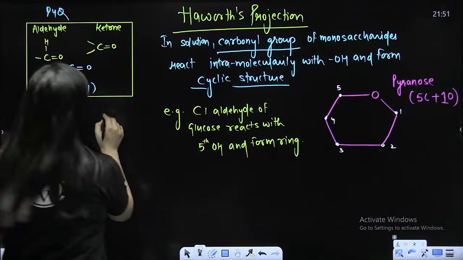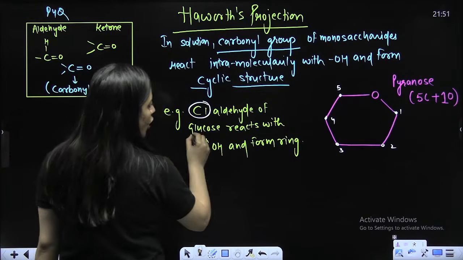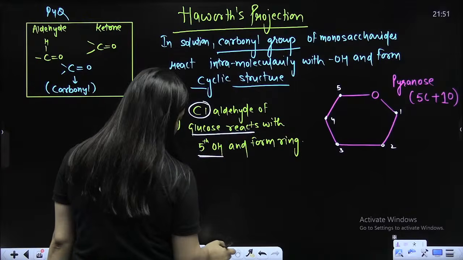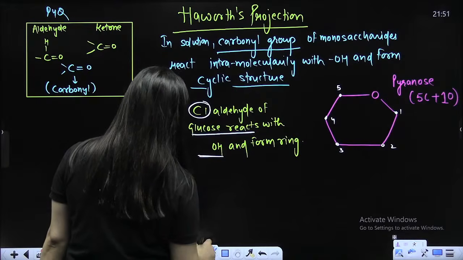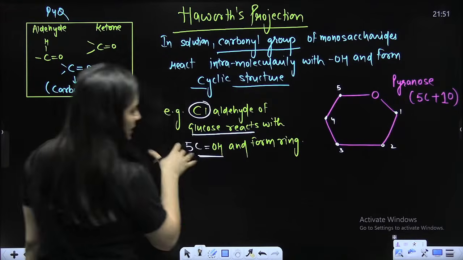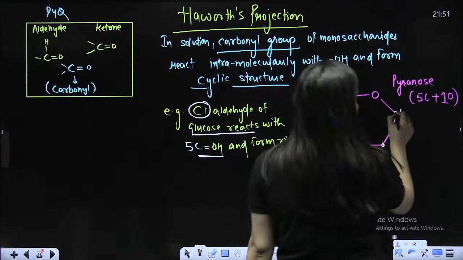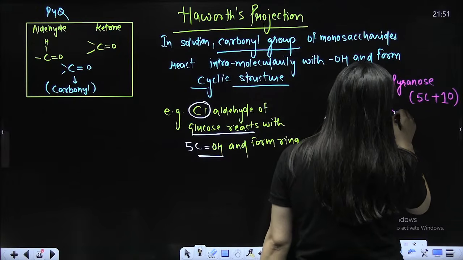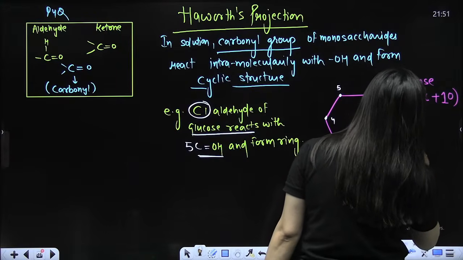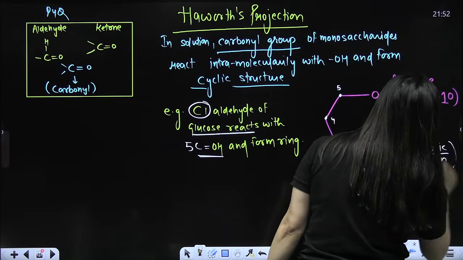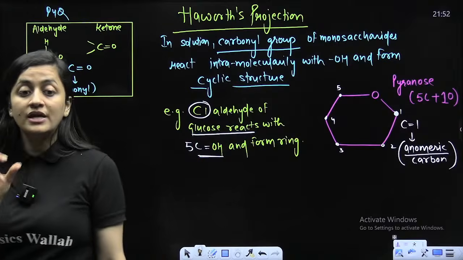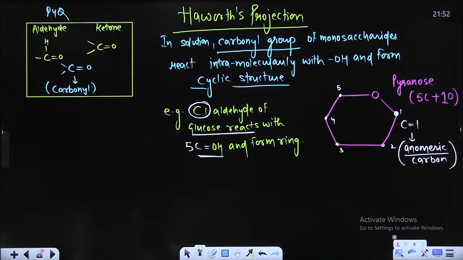Look, in the open chain form, the C1 aldehyde of glucose reacts with the 5th carbon OH and forms a ring. This O is of that 5th carbon, and this carbon C1 is referred to as the anomeric carbon. This is the word we are going to use again, so do remember it. It is the anomeric carbon.